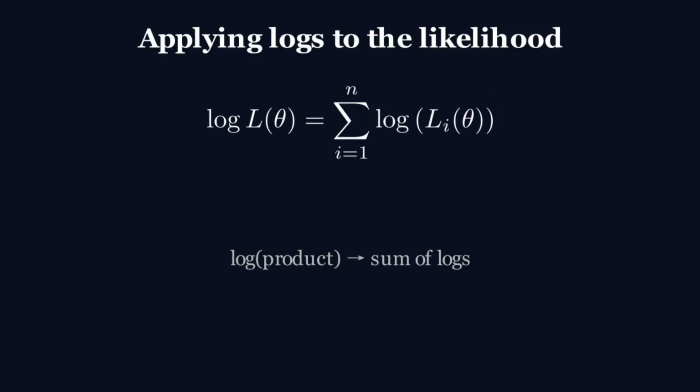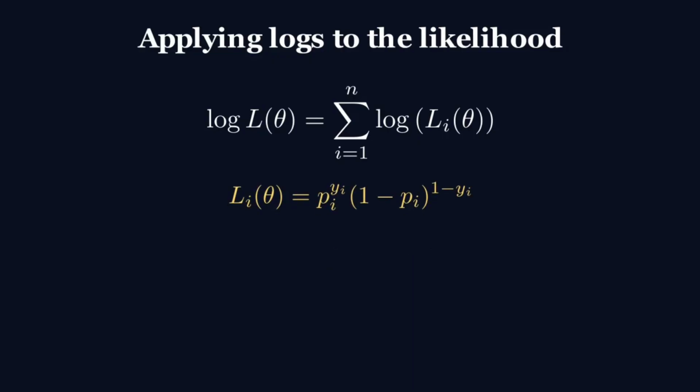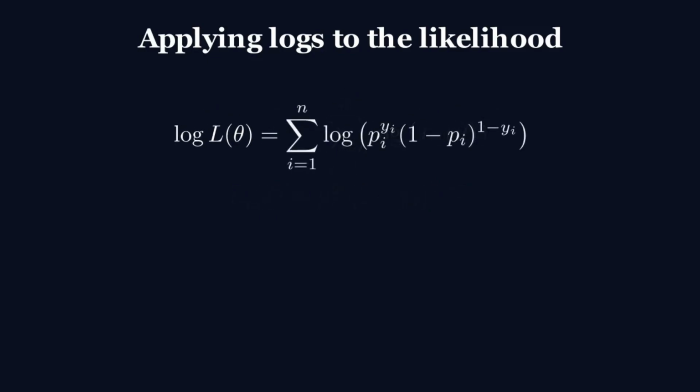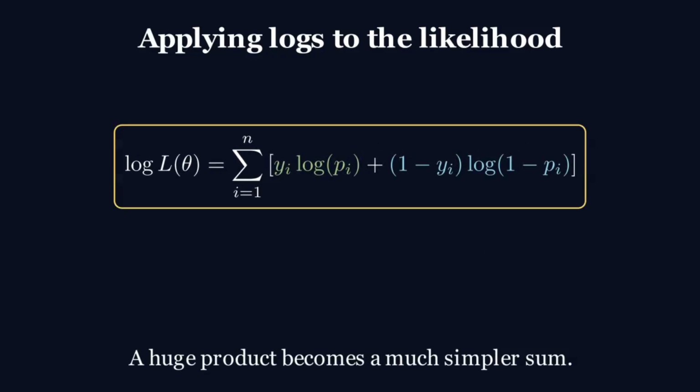Now, remember what each individual likelihood was. It was p to the power of y multiplied by 1 minus p to the power of 1 minus y. So we simply substitute that into every term, and there's one final logarithm rule we can use. The logarithm of a power lets us bring the exponent out in the front. So applying that to both gives us y log of p plus 1 minus y multiplied by log of 1 minus p. And just like that, we've transformed a huge product of probabilities into a much simpler sum.